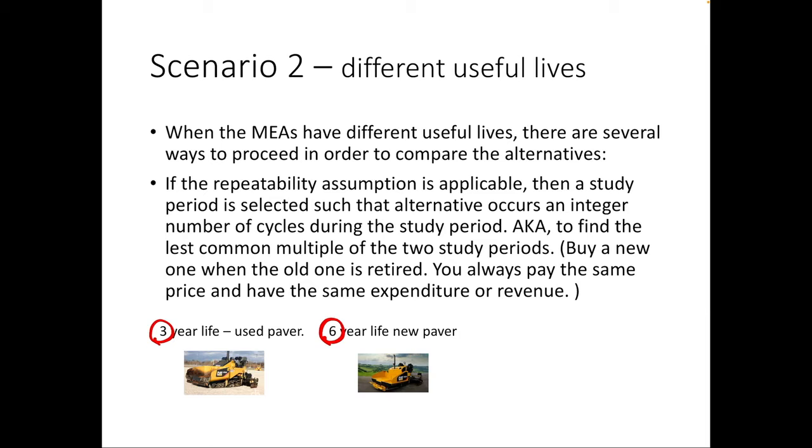Okay, several ways. If the repeatability assumption is applicable, like for example, the 3-year used paver, at the end of its useful life, you just pay the same price to buy a similar second-hand paver, which is also good for 3 years. That's what we call the repeatability assumption. Then it is good for another 3 years, so you can finish your project within 6 years.